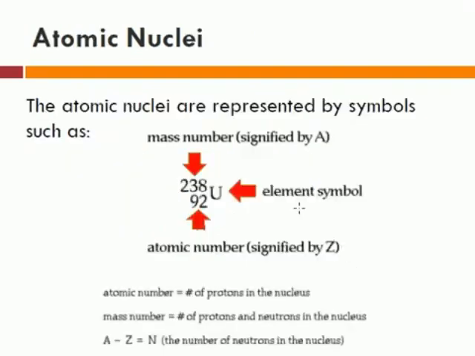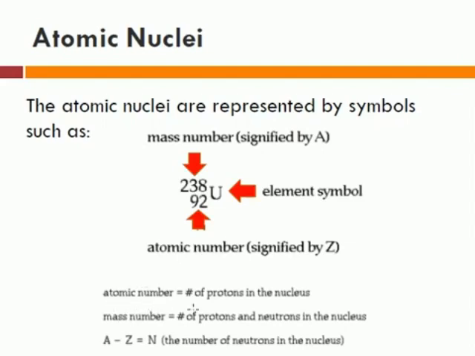The atomic nuclei. So this letter U is the element symbol. The number here in the upper left corner of the element symbol is the mass number and is signified by the letter A. Then the lower part of the element symbol is the atomic number and is signified by Z. So let's define atomic number and mass number.